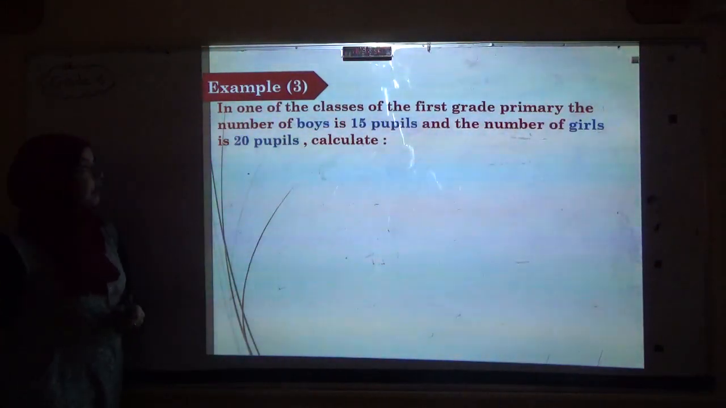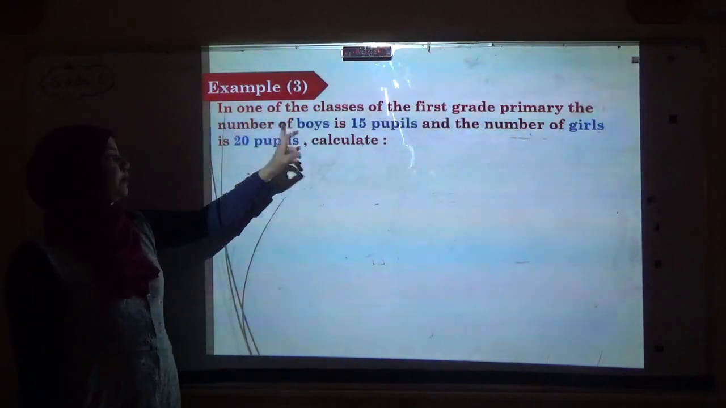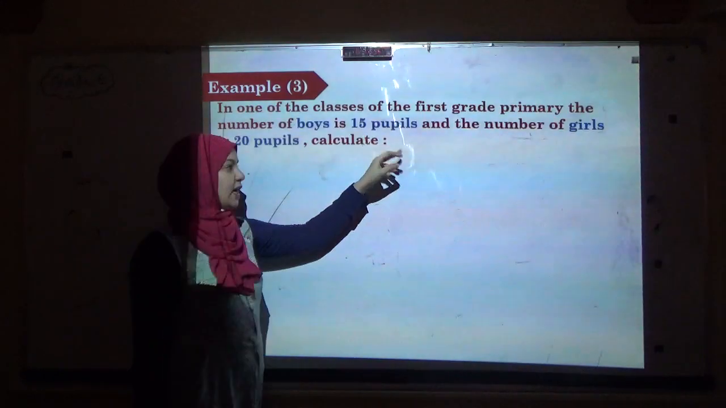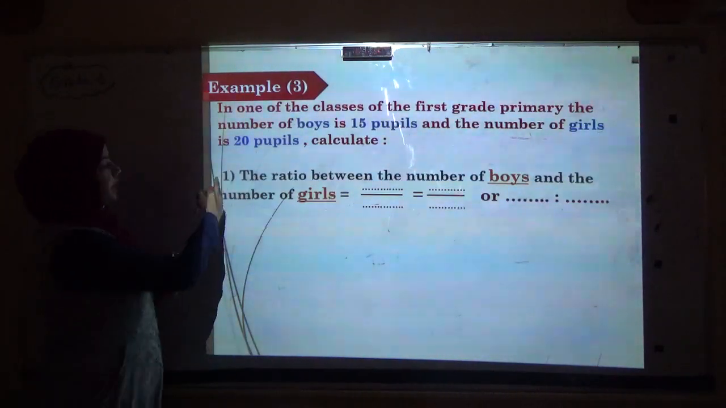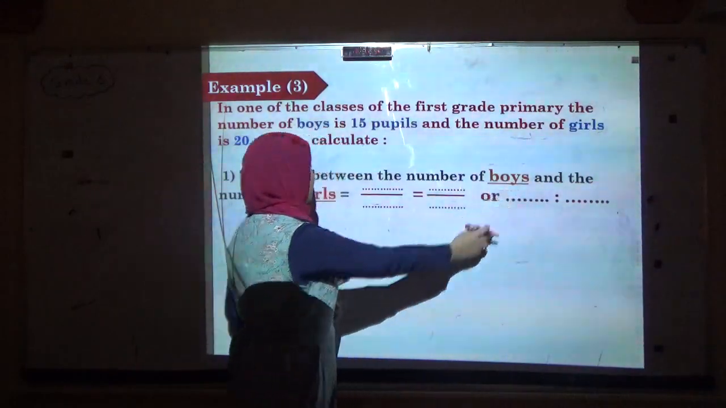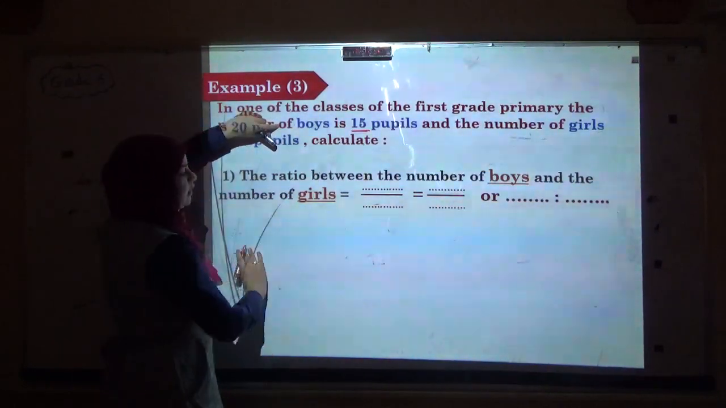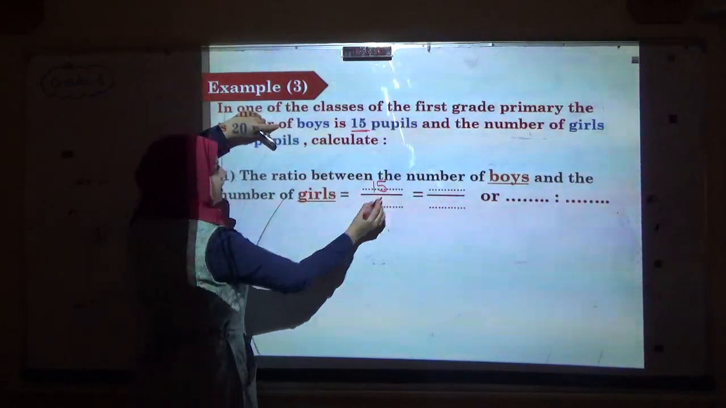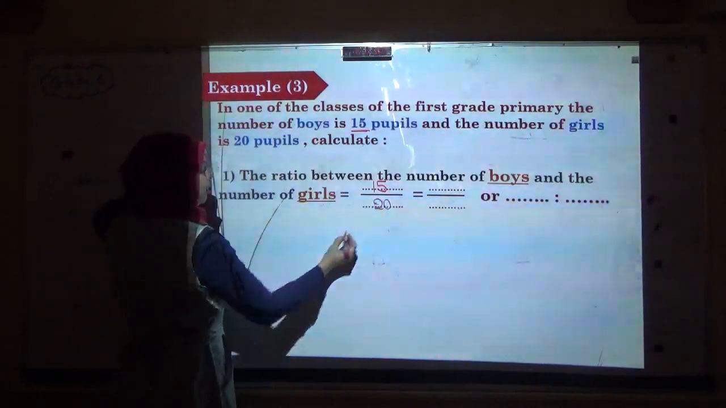Example number 3. In one of the classes of the first grade primary, the number of boys is 15 pupils and the number of girls is 20 pupils. Calculate, number 1, the ratio between the number of boys and the number of girls. Here the number of boys is 15, so the first term is 15. The number of girls is the second term, 20.